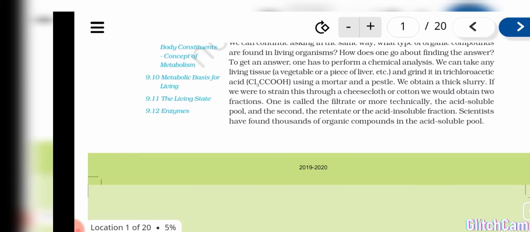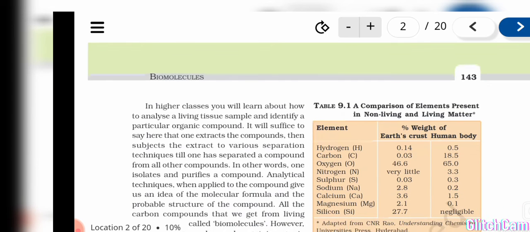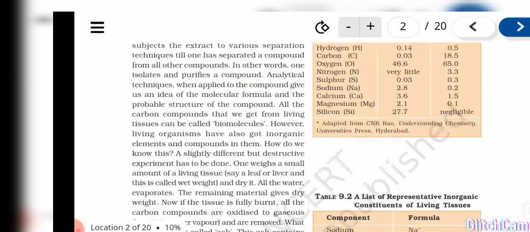Understood? In the acid soluble fraction we can find a number of molecules, and by chemical analysis we can identify the substances. So all these carbon compounds that we get from living tissues are called biomolecules. And in addition to the biomolecules, there are inorganic molecules too.